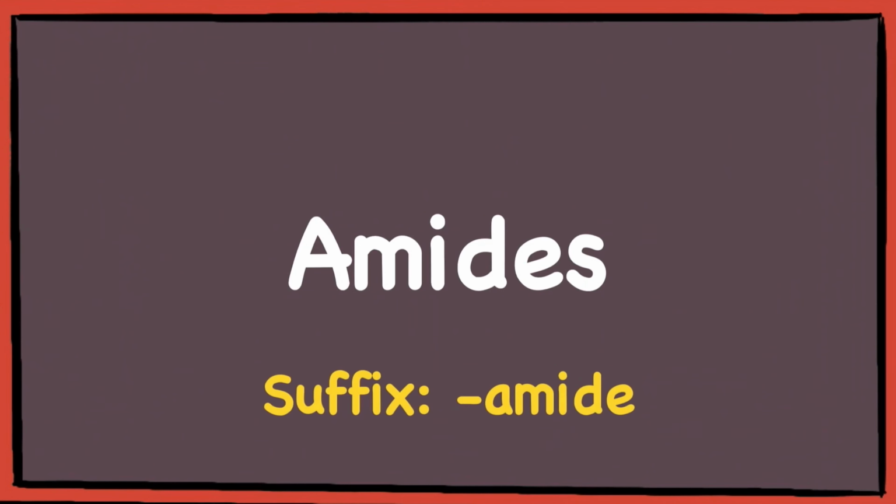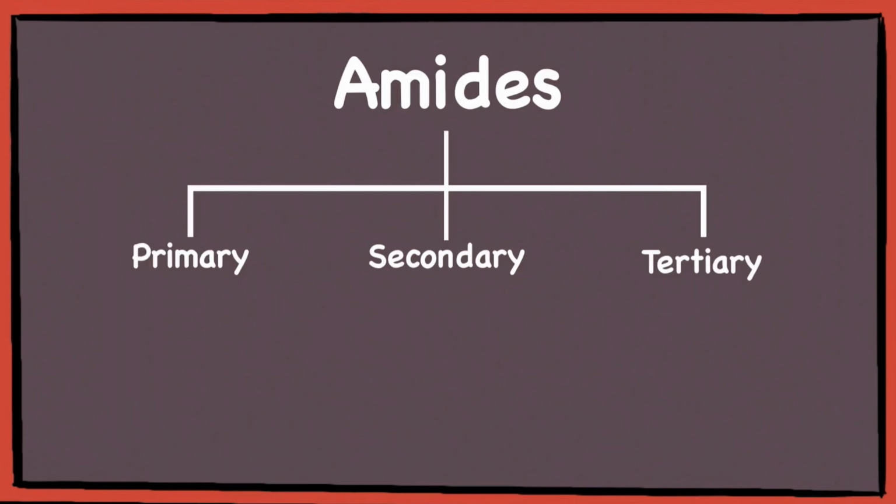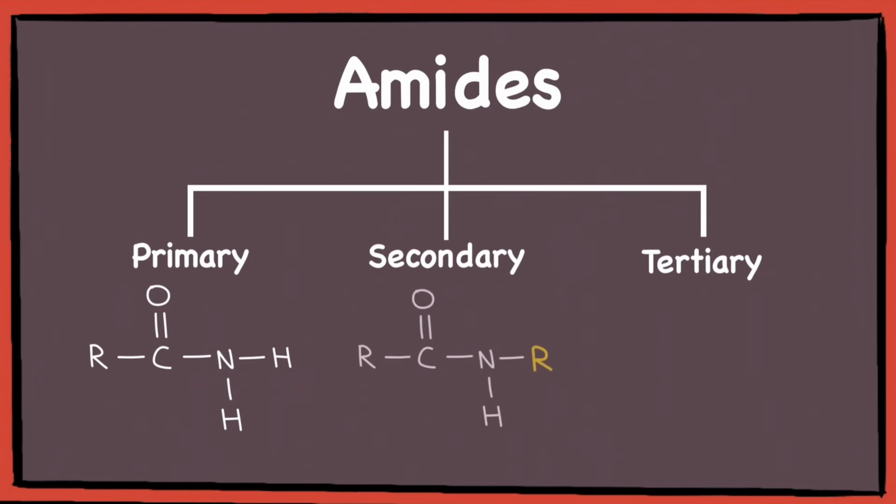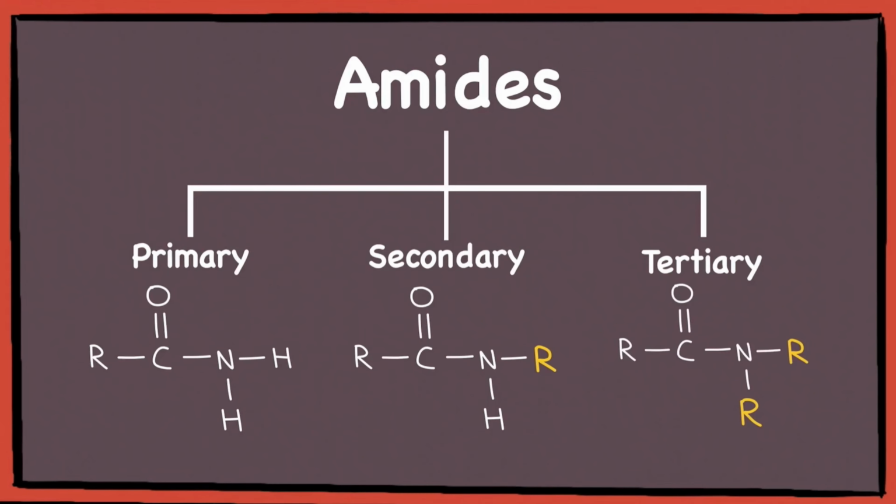Amides have the suffix amide and the functional group looks like this. There are three types of amides: primary amides, secondary amides, and tertiary amides. For primary amides, apart from the carbon atom, the nitrogen atom is attached to two hydrogen atoms. For secondary amides, the nitrogen atom is attached to one R group and one hydrogen atom. And for tertiary amides, the nitrogen atom is attached to two R groups and no hydrogen atoms.